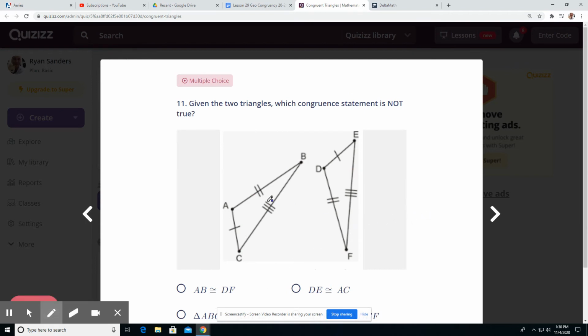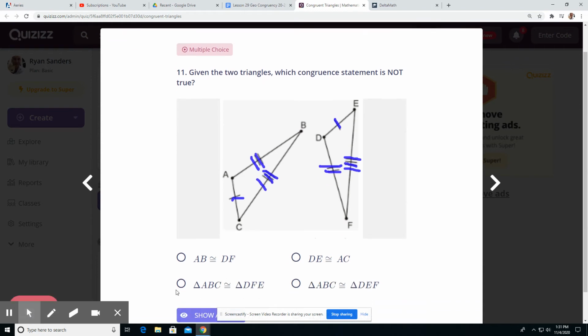All right, what about this one? 1 tick, 2 ticks, 3 ticks. 1 tick, 2 ticks, 3 ticks. We practiced, oh, we got some different parts here. So that's interesting, a little bit different variation on it. Let's see what those parts are. Given the 2 triangles, which congruence statement is not true? Okay, be careful. It's not true. So which one is false? We got to be careful here.